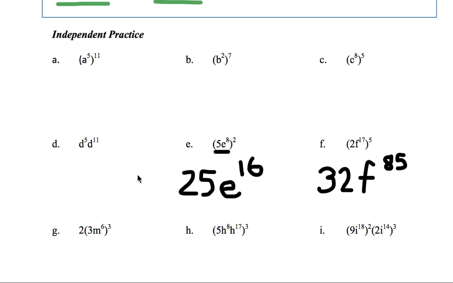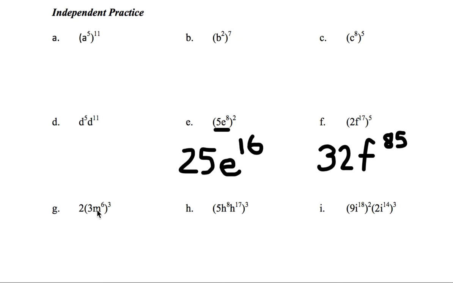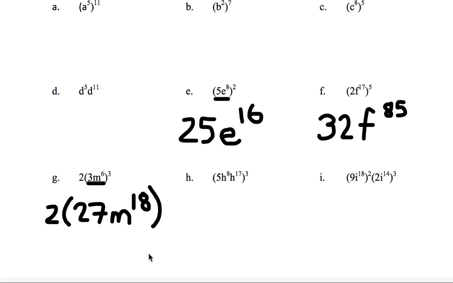All right, let's look at letter G. Here, the 3 only applies to the base. It doesn't apply to this 2 that begins the problem. So first we're going to leave the 2, and then we're going to do 3 to the third power, that's 27, and 6 monkeys, 3 cages, 6 monkeys is 18 monkeys. And then we can take one more step because we can multiply the 2 and the 27 and get 54. So that would be our simplified answer, 54 m to the 18th power.